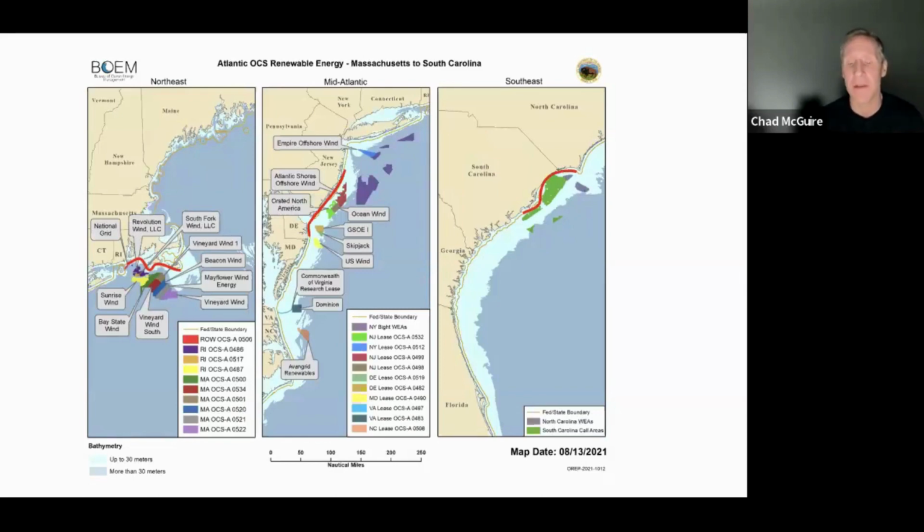But anyway, I just wanted to point out where people are looking to do these sort of leases. These are federal leases, so it's no surprise they're in federal water, but you see that all of the proposed projects are located in federal water and outside of state water. And there's a reason for that.